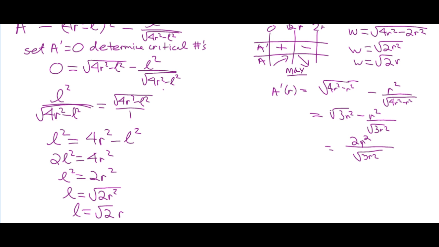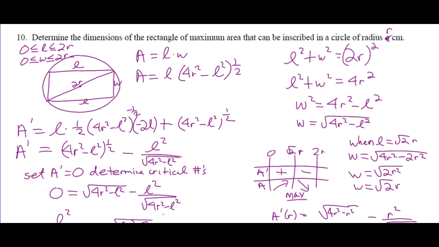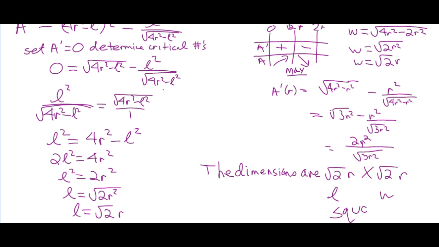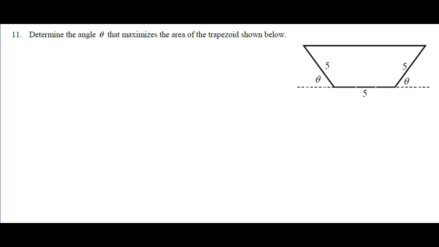All right. What are the questions? Determine the dimensions. So let's come up with a statement. The dimensions are root 2r by root 2r. Length, width, square. It is always thus: the rectangle of maximum area is a square.